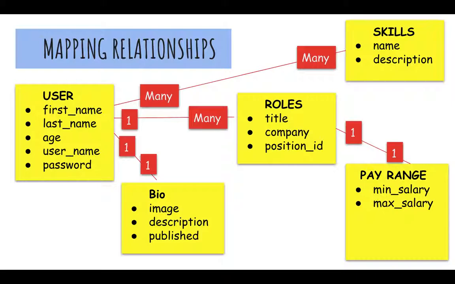So those will be different roles. Title, company, and position ID are the attributes that represent those. And also we can have a pay range for those roles, which is through a relationship. So that's a more complex one-to-many relationship, where the pay range relates to the roles, but is then fed back to the user. We also have a many-to-many relationship. So, for instance, one user can have many skills, and lots of users can have different skills as well.